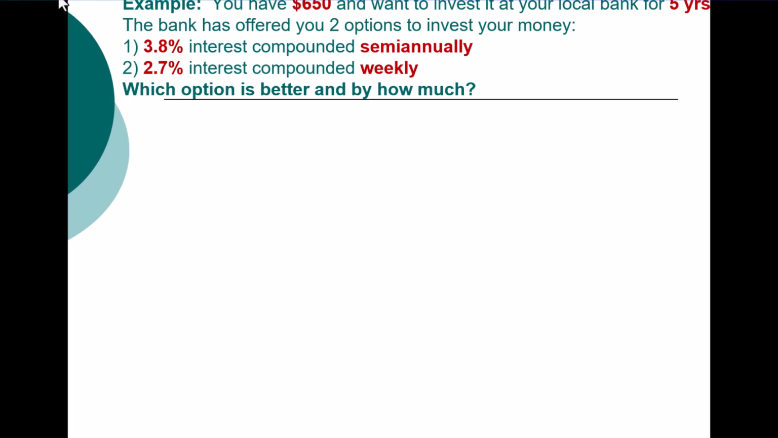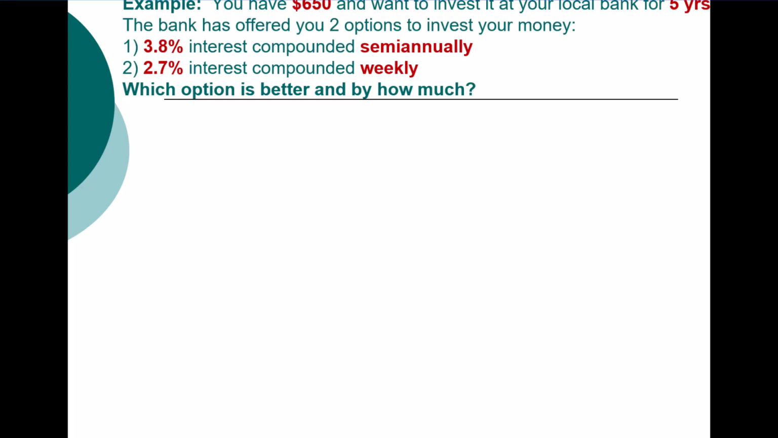All right, let's take a word problem and let's use this example to work through this with our formula. So we have $650 and we want to invest it at your local bank for 5 years. The bank has offered you two options to invest your money: 3.8% compounded semi-annually or 2.7% compounded weekly. The more often you compound in a year, the quicker your money is going to increase.